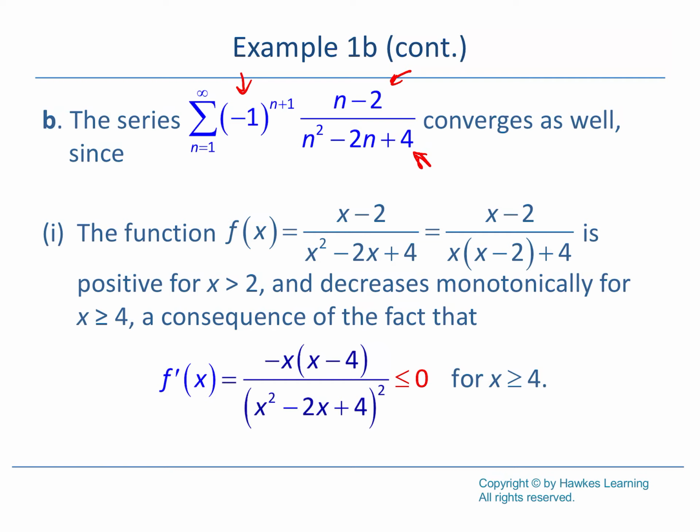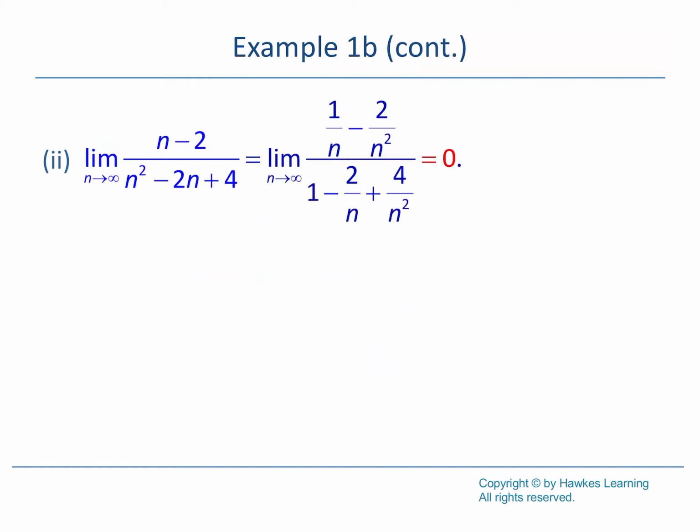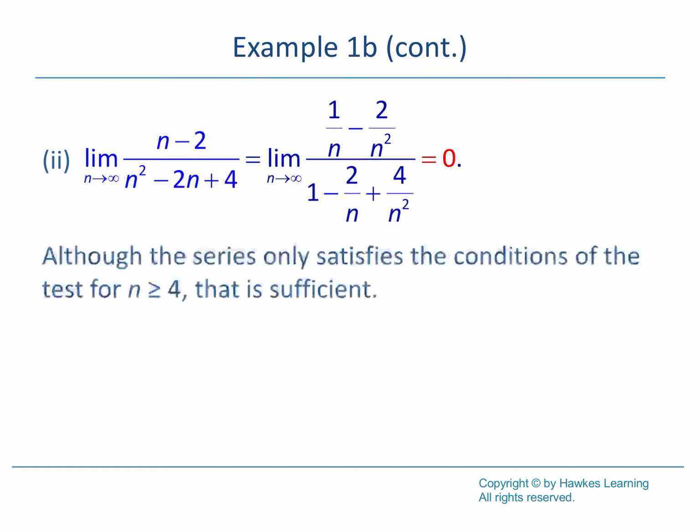So we've got the monotonically decreasing part for the series terms. And then we would need to show that those terms do approach 0 as n goes on. And indeed they do. It's a limit, just dividing by n squared on top and bottom. No big deal there. Cool. And yes, this only satisfies the conditions for n greater than or equal to 4, and that 4 is our big N in this case. But we're good. We're only concerned about the tail end behavior.